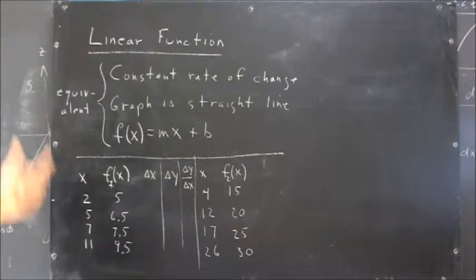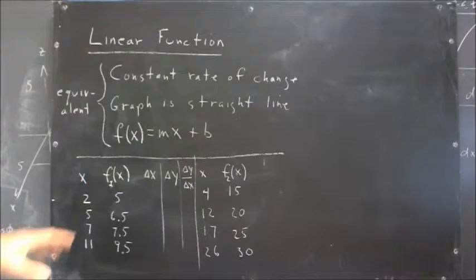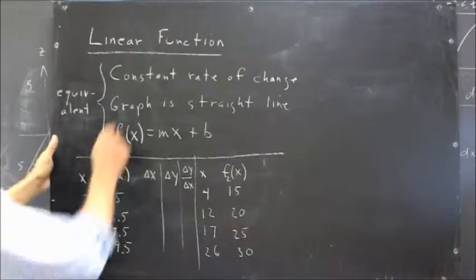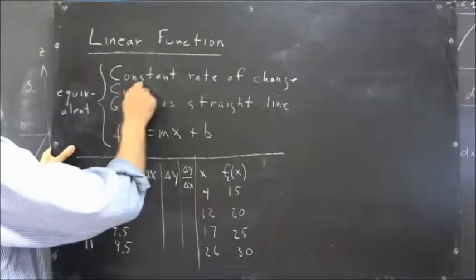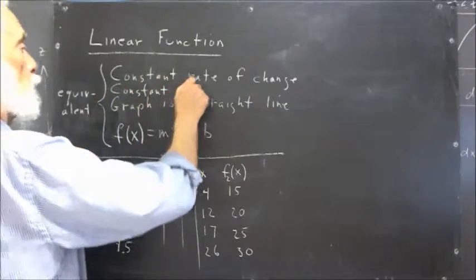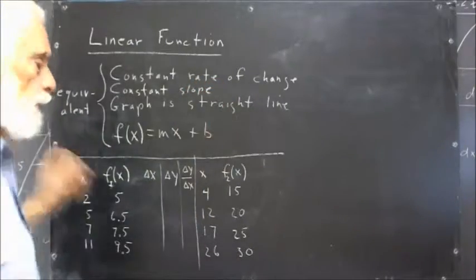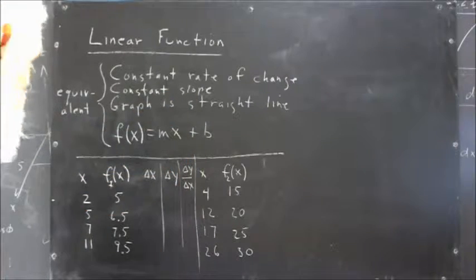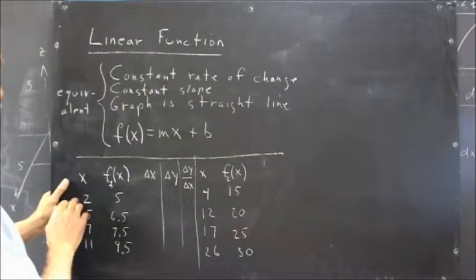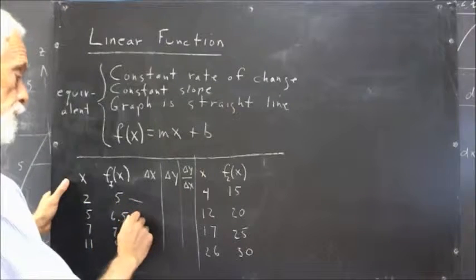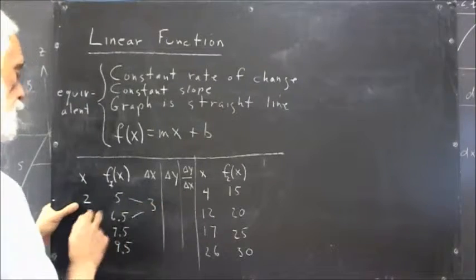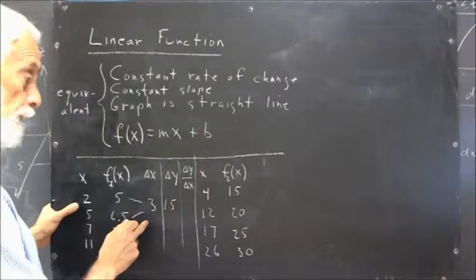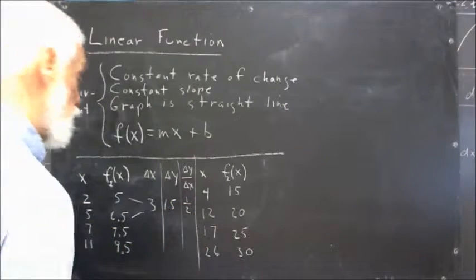So if the slope is constant, and of course that's constant rate of change, I guess I should put in here constant slope. The rate of change delta y over delta x does represent the slope, the rise over the run. Okay, so between this point and this point, we get a delta x of 3, a delta y of 1.5, and a delta y over delta x of 1.5 divided by 3, which is 1/2.